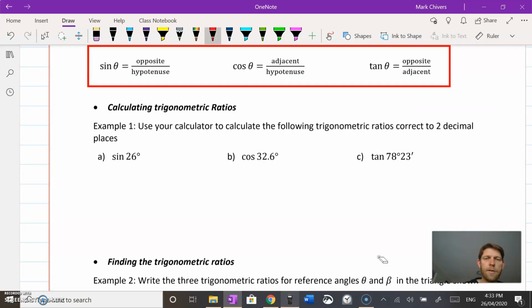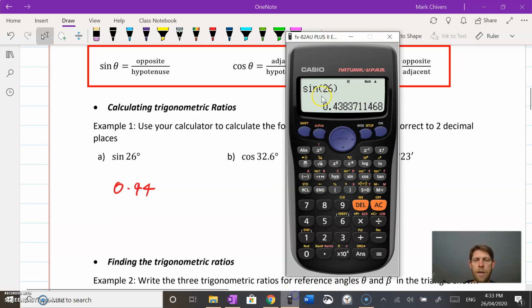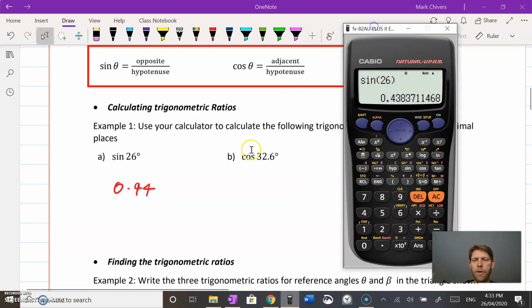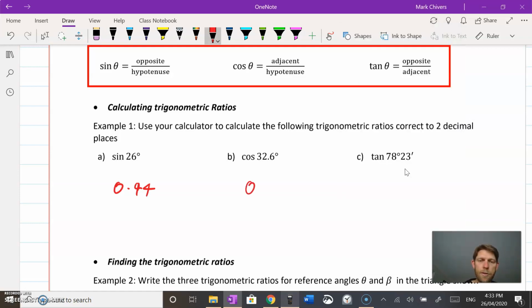So 0.44. Cos 32.6. Very important that we understand whether it's a decimal or whether it's degrees and minutes, but in this case, it's a decimal. So 32.6, I close my brackets, hit equals, and I get 0.84 to 2 decimal places.